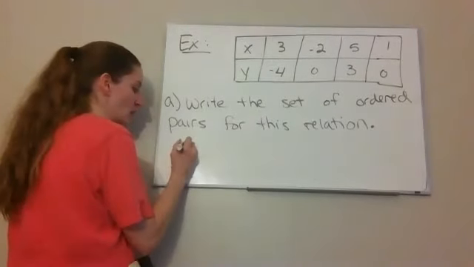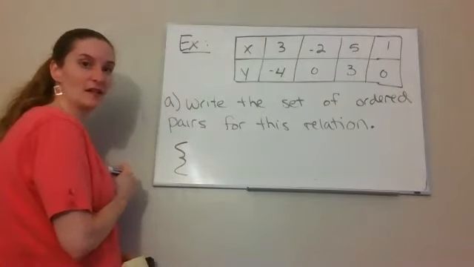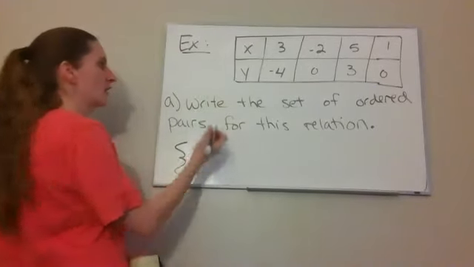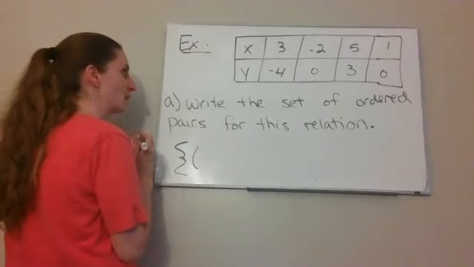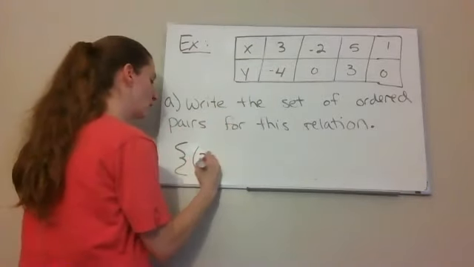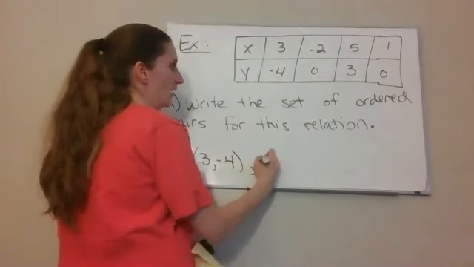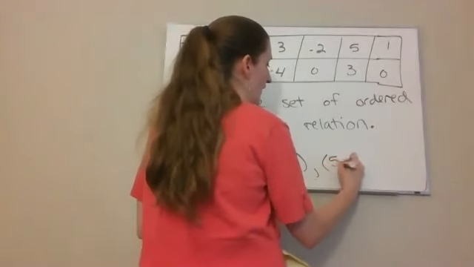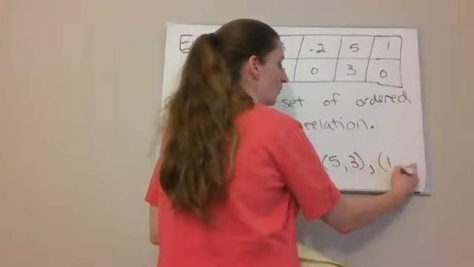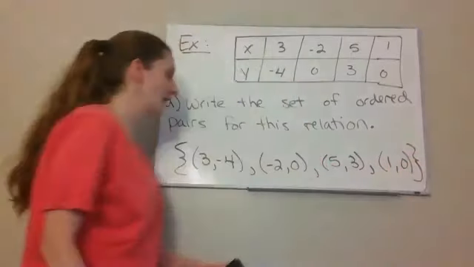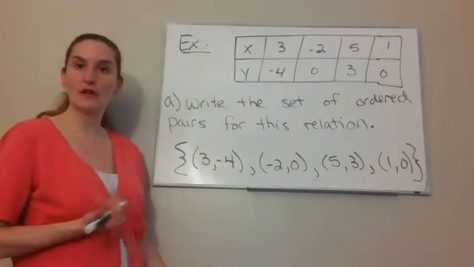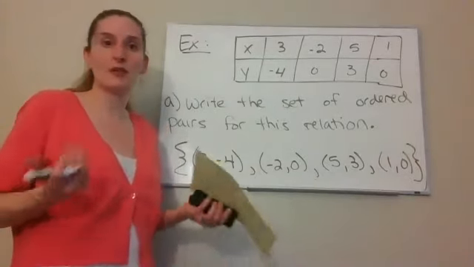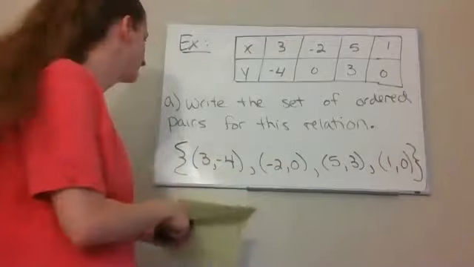So to make a set of ordered pairs, you need these curly braces. They can be a little difficult to draw, but you'll get the hang of it the more times you try to draw these. So one of my ordered pairs that would go in here is x is 3 and y is -4. I have another ordered pair, -2 and 0. And then 5 with 3 and 1 with 0. So I have a set that contains 4 different ordered pairs, and this is the relation represented by the table. Not too complicated, it's just a matter of making sure you put the x's in the first spot and the y's in the second spot.